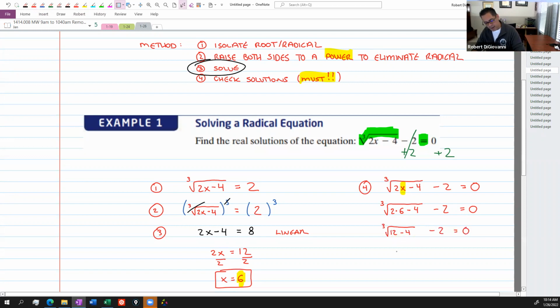Twelve minus 4 is 8. The cube root of 8 is 2. And 2 minus 2 is 0. It checks.